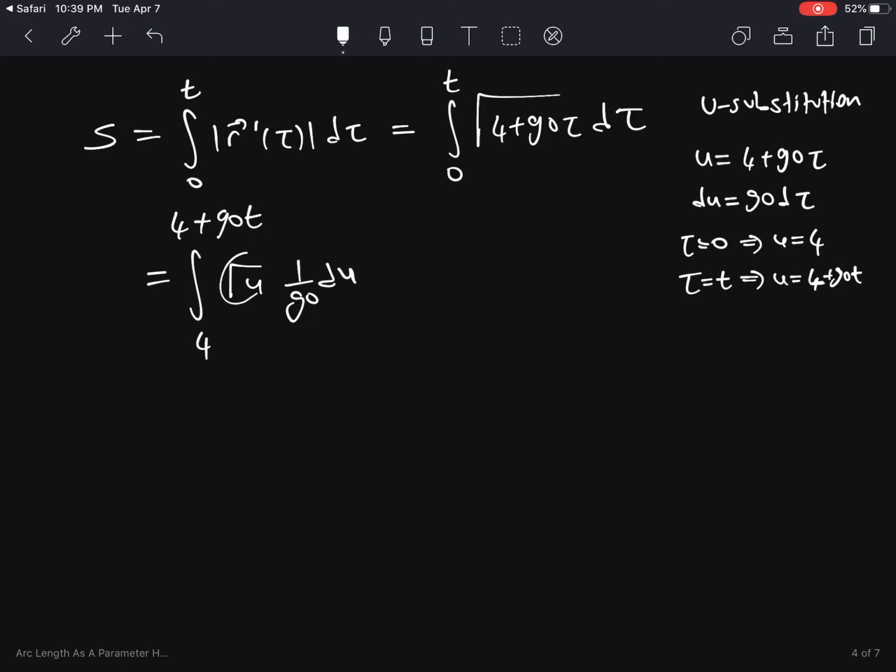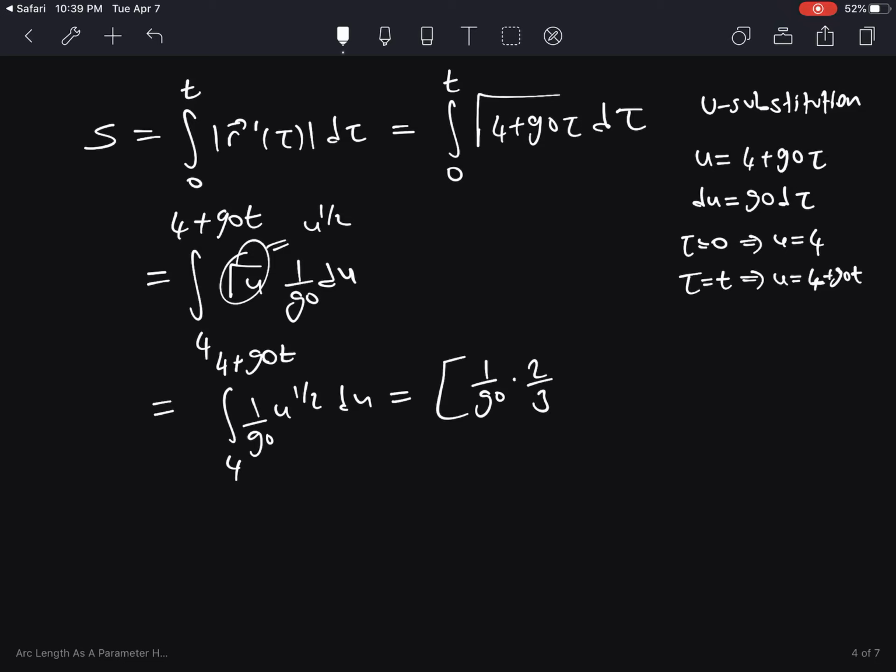Okay, so what is the square root of u? This is just u to the 1 over 2, and now this is a simple thing to integrate. It is from 4 to 4 plus 90t, u to the 1 over 2, and then we have 1 over 90 and then du. So if we integrate this, this is going to be 1 over 90 times 2 over 3, u to the 3 over 2, from 4 to 4 plus 90t.